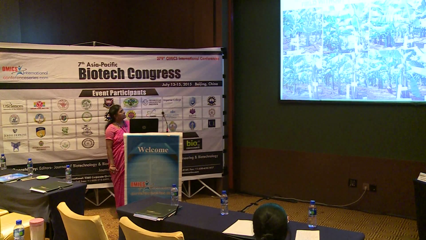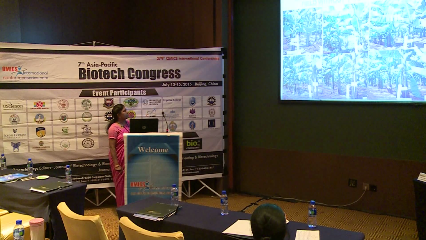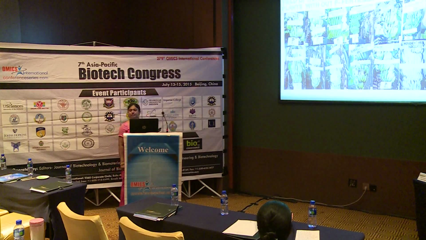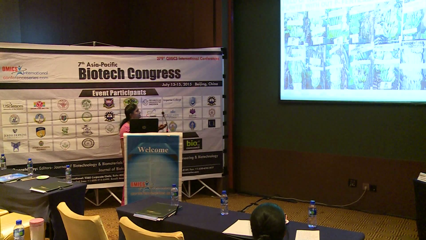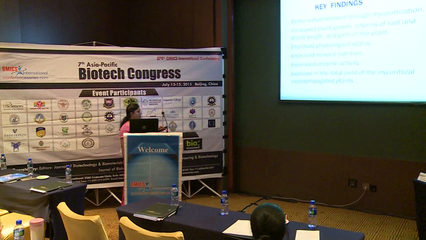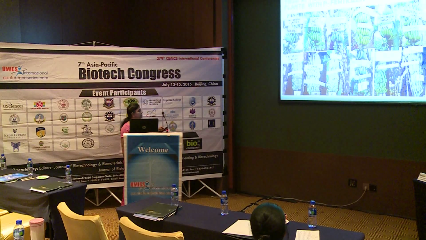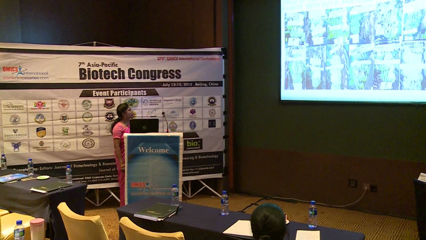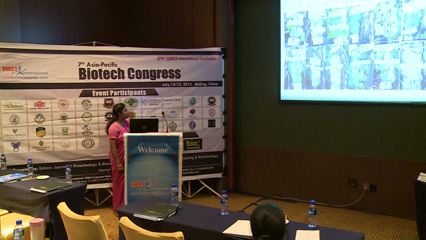This plate is micropropagated plants in the field without P fertilizer. This is with the P fertilizer, that is without P fertilizer. So this is the photograph which is showing the total yield in terms of bunch weight. I have compared both normal and micropropagated plants together at P0 level.